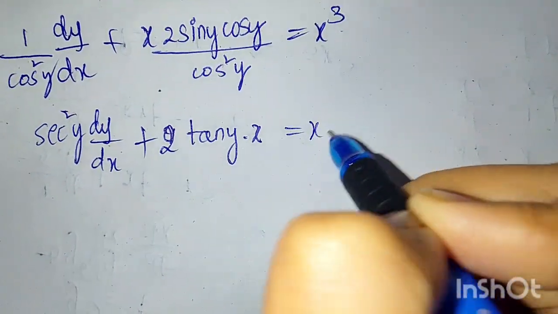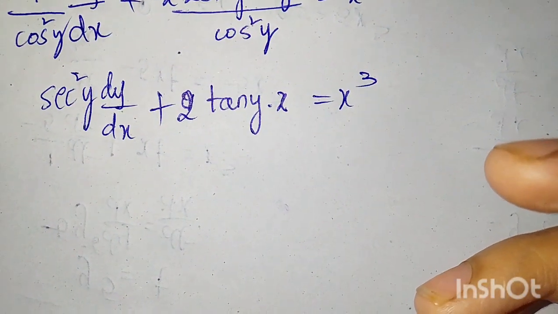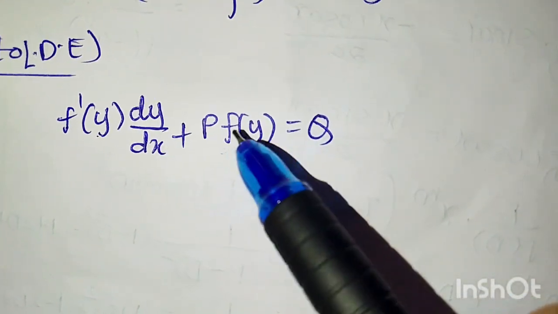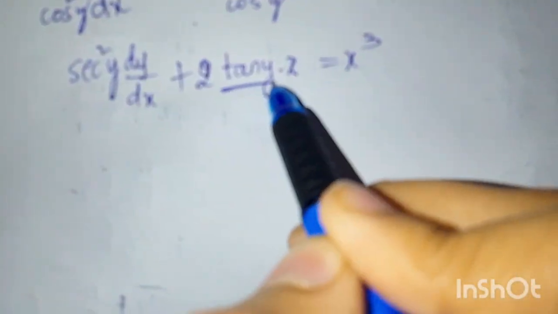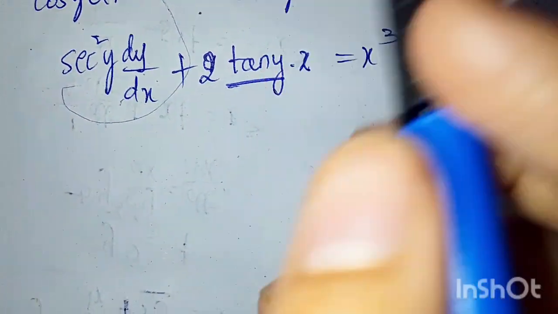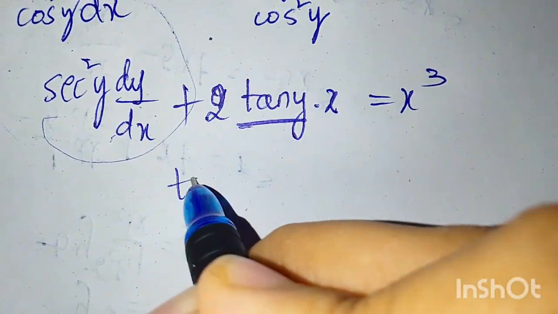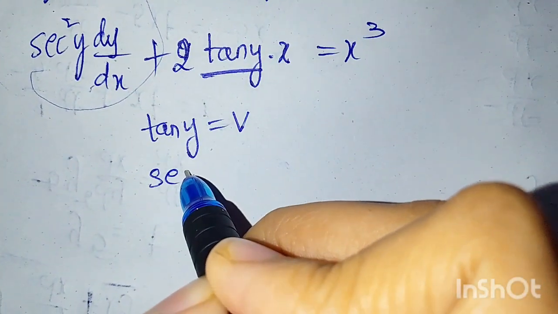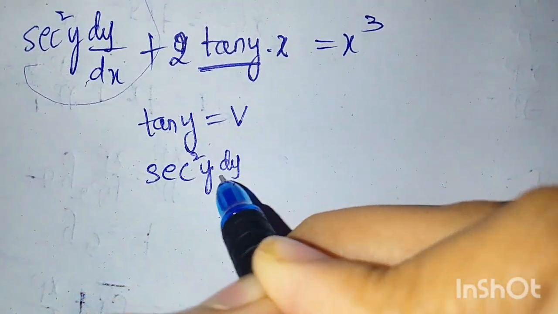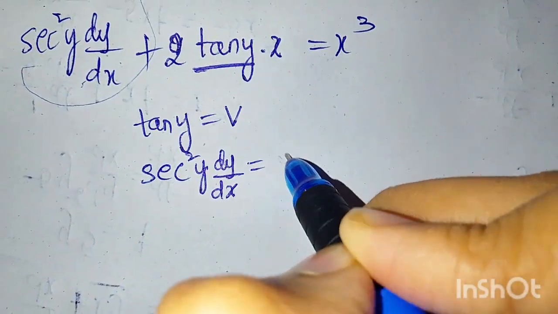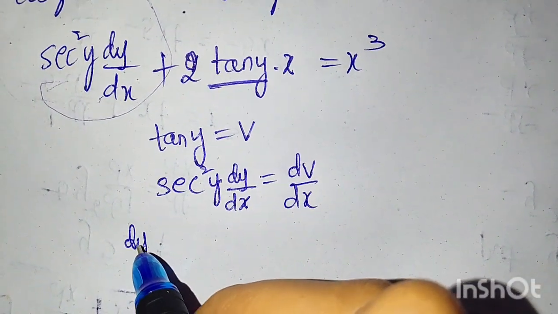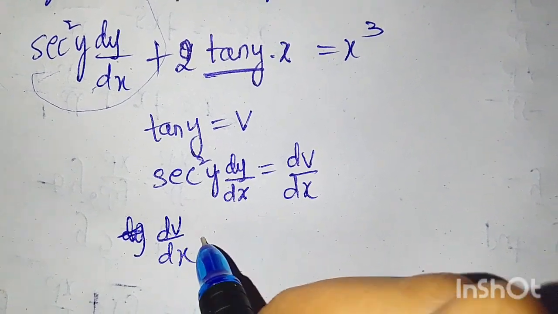So now see, Bernoulli's equation can be like this also. You have a function beside p and its derivative is there beside the dy by dx. So see here, I have my tan y and I can see its derivative here. So I'll put tan y is equal to v. So secant square y dy by dx is equal to dv by dx. So this will be dv by dx plus 2xv is equal to x cube.